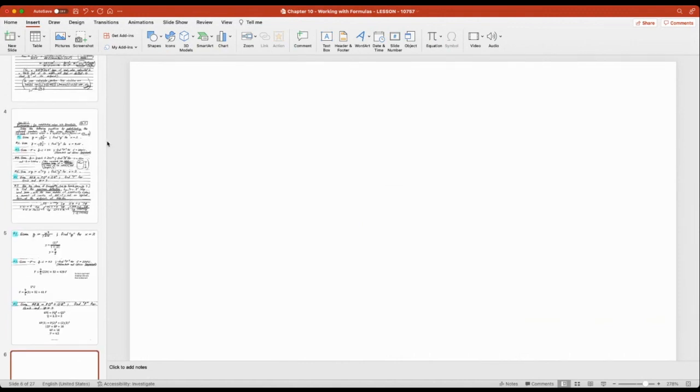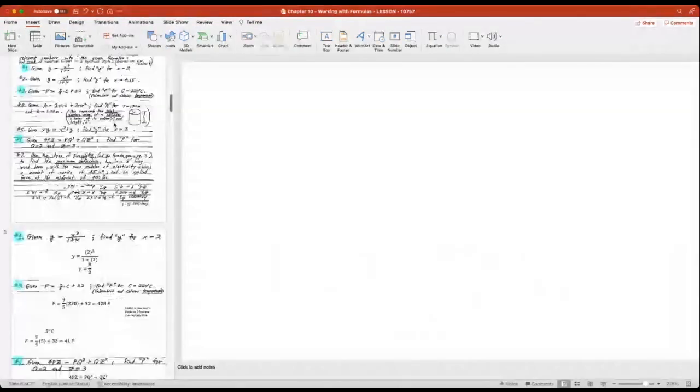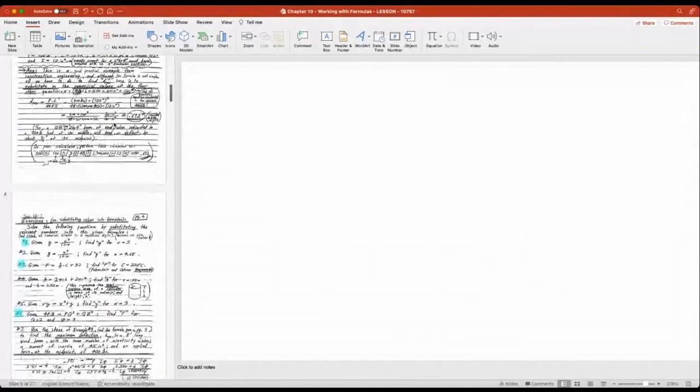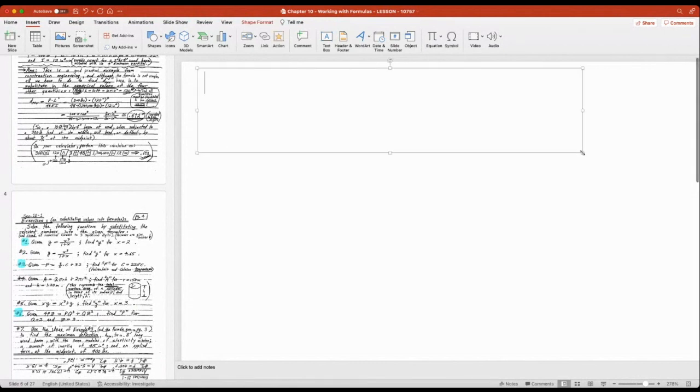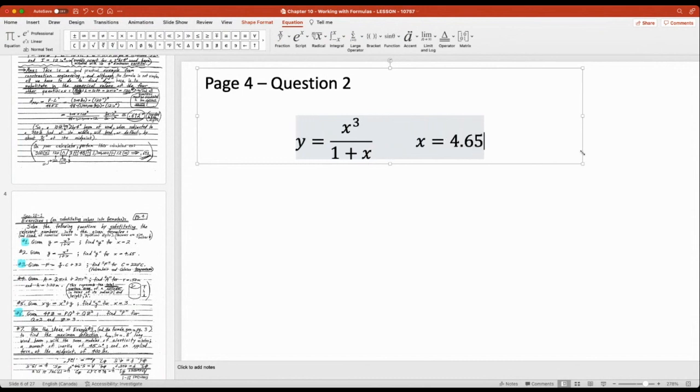Okay. So I'm gonna do a few more of these. We definitely have time to do that. So I'm just gonna transcribe the questions into the chat here, into the workspace. So we're gonna do question 2, page 4, question 2. That's y equals x cubed over 1 plus x. If you don't have the sheet in front of you, you can just copy it off of this, okay? And I'll just say that we're told that x equals 4.65. So that's what we're working with here.